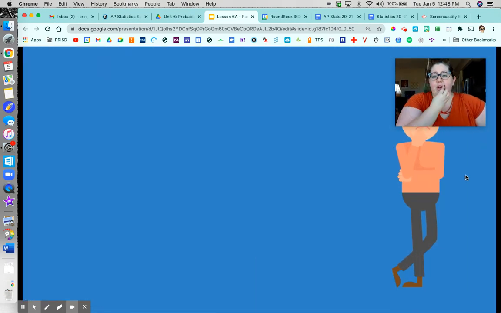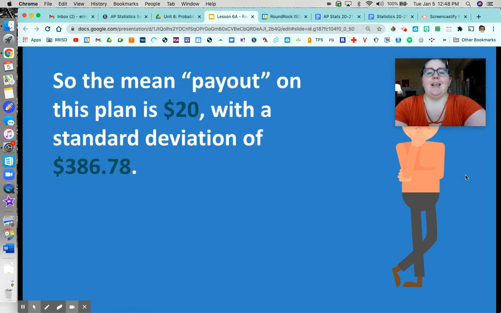So one thing that we want to think about, and one thing that your insurance companies are going to think about, is how much would they charge for this insurance policy? How much would the policyholder have to pay to get this policy as insurance? So the mean, the average payout, was $20 with a standard deviation of 386.